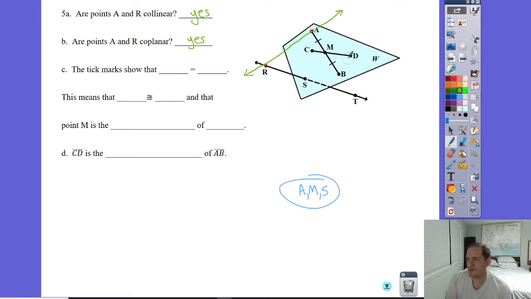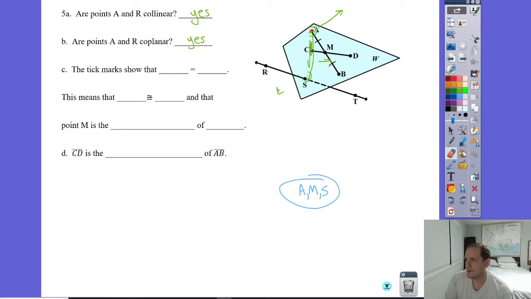But let's make this slightly more interesting. They said A and R. Well, we could have said A and R and S, and those would still all be coplanar, because A and R and S form a triangle, and maybe you can visualize what that triangle looks like, and then imagine extending that triangle outwards. That triangle defines a plane that contains point A and R and S. So it's definitely a yes.